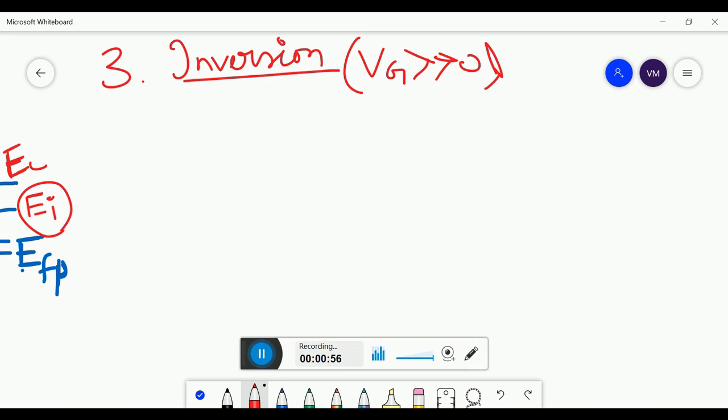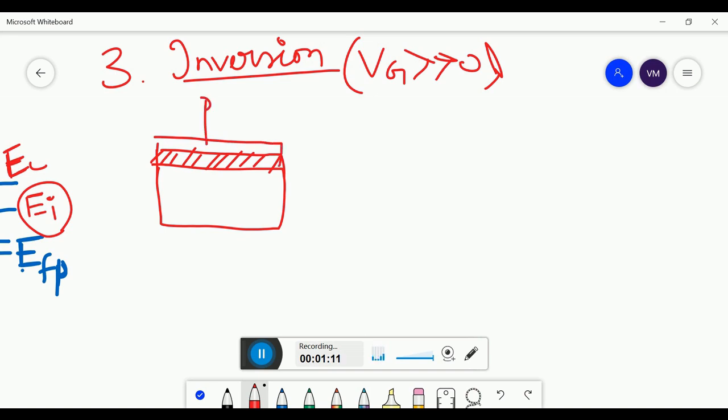So what happens when you apply a higher positive voltage? Let us consider again the MOSFET structure. We will draw it. You have p-type silicon, then you have silicon oxide, then you have the aluminum gate, then you have the gate terminal, then you have the substrate terminal, and you are applying 0 volt at the substrate terminal. You are applying a very high gate voltage. Now what will happen?